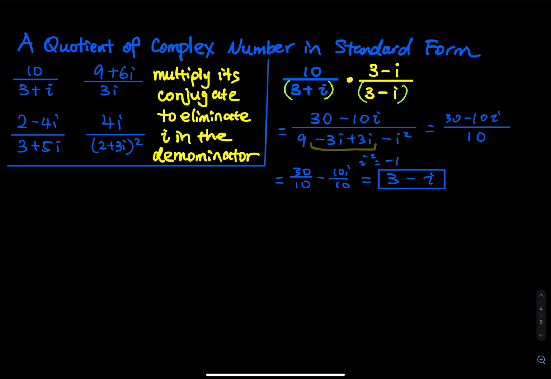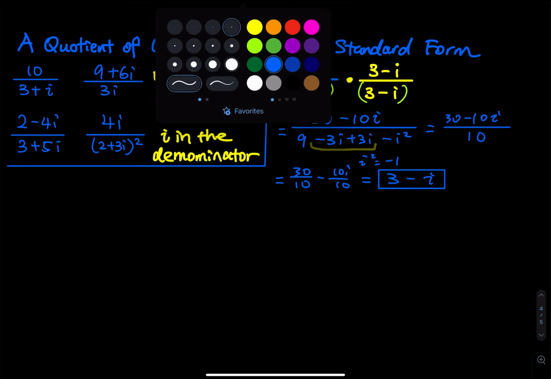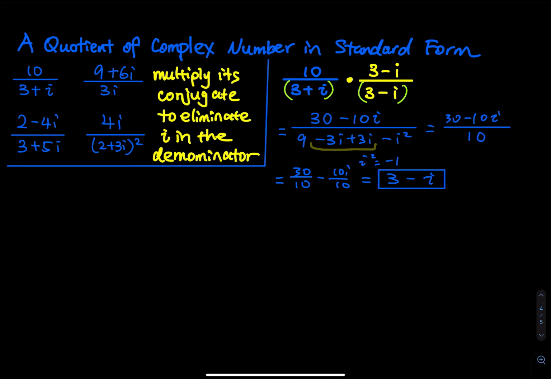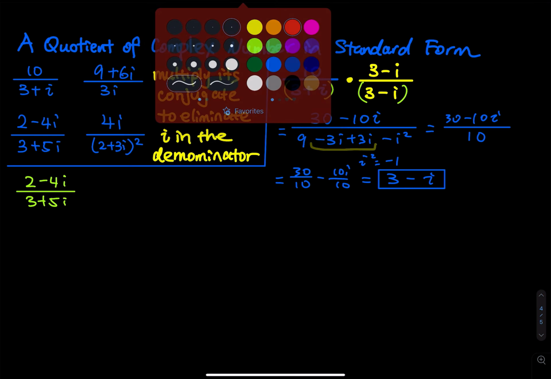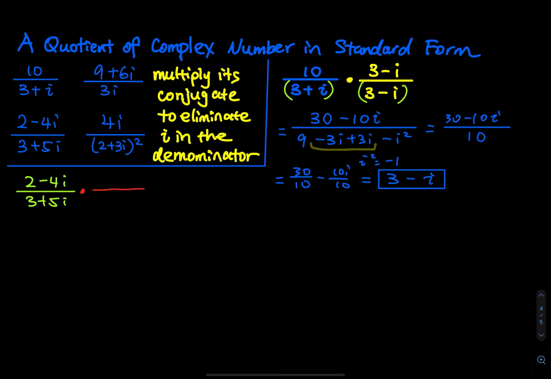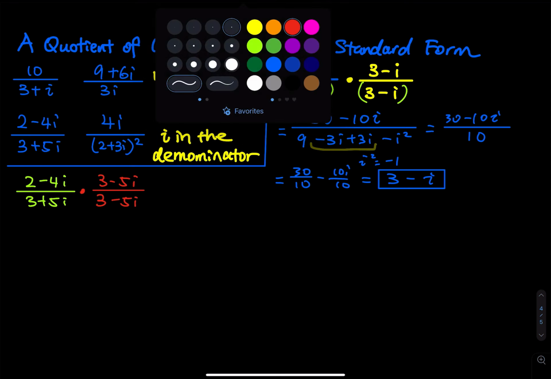Okay, moving on to the next problem. Let's try 2 minus 4i. I'm going to switch to a different color for every new problem. So 2 minus 4i, divided by 3 plus 5i. Okay, look at the denominator. You have a 3 plus 5i. I need to get rid of that. So you have to multiply by its complex conjugate, 3 minus 5i, top and bottom. The red is 1. When you take a fraction times 1, you don't change the fraction.